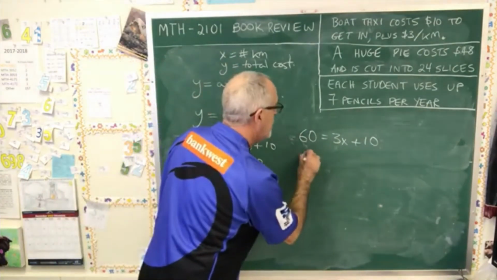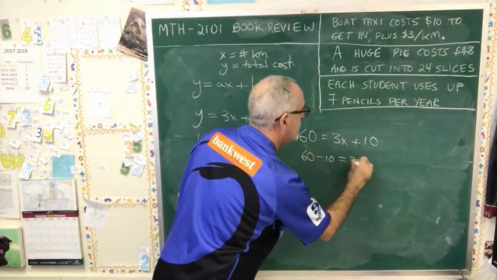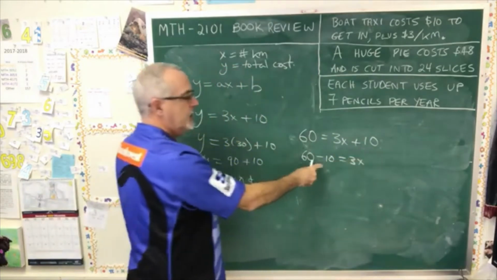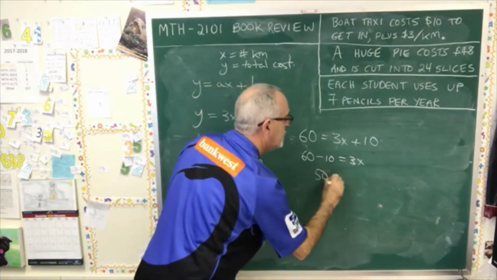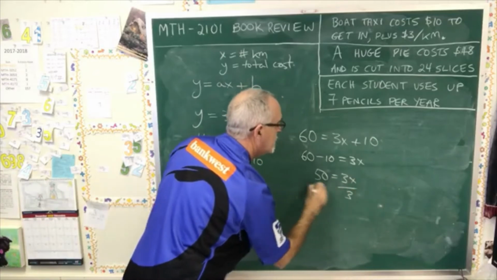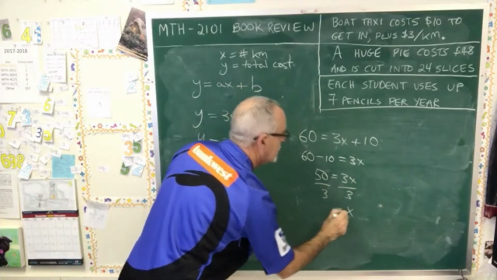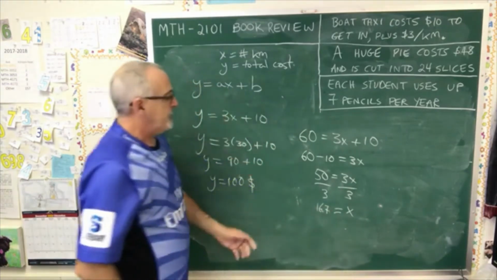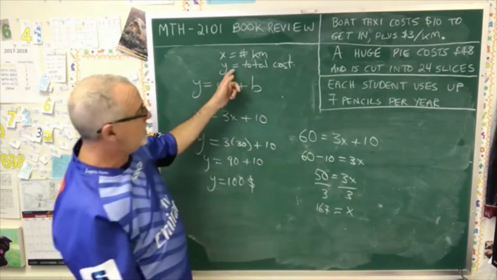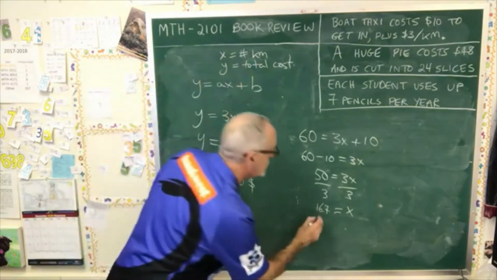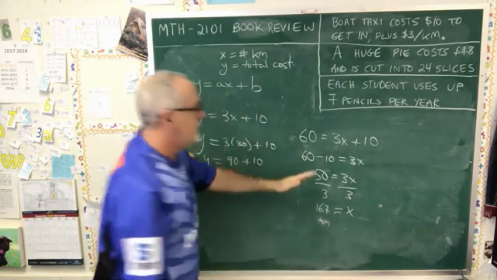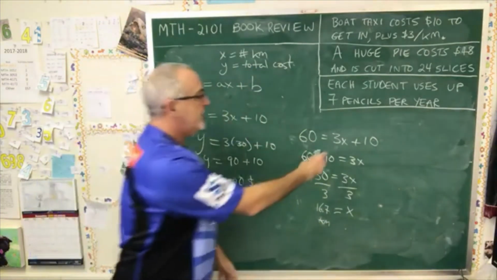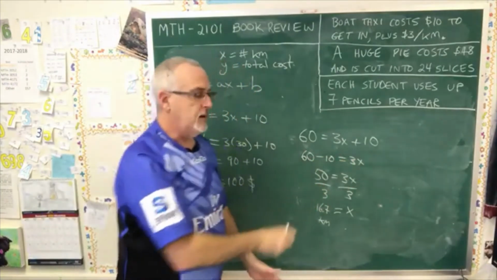So 60 minus 10 equals 3x. I'm doing the shortcut. I moved the 10 to the other side. It became negative. 50 equals 3x. I divide both sides by 3. My x is isolated and is equal to 16.7. And that was a number of kilometers, so my unit of measure is kilometers. I've answered the question. And I did a little bit more with the algebra this time.